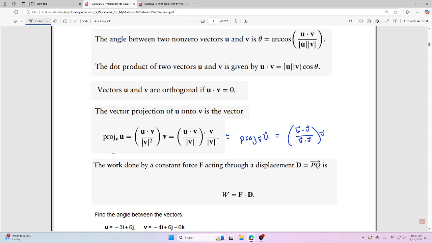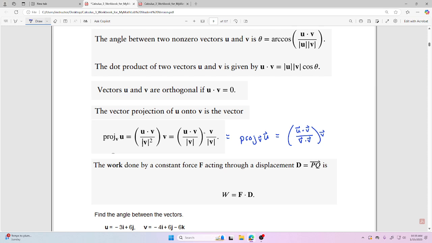It looks similar. The only difference is in the bottom. Instead of magnitude of v squared or whatever they're doing right there, I put dots. And they are equivalent. Okay, and then you multiply it by v. So far, is that okay with the formula?